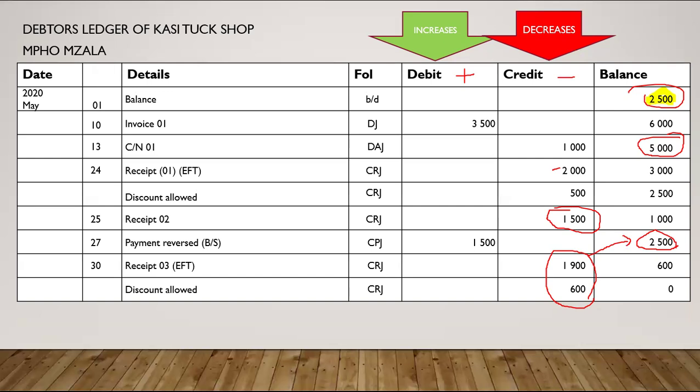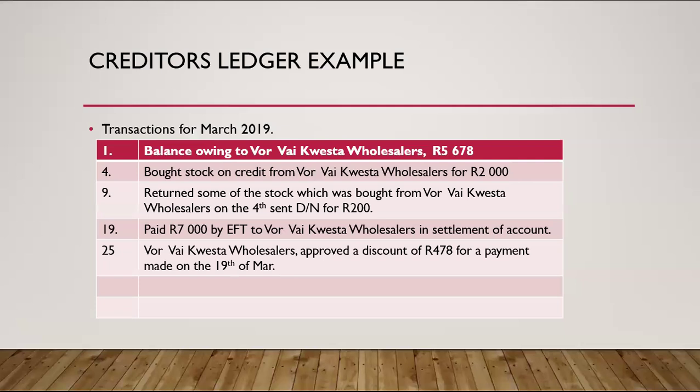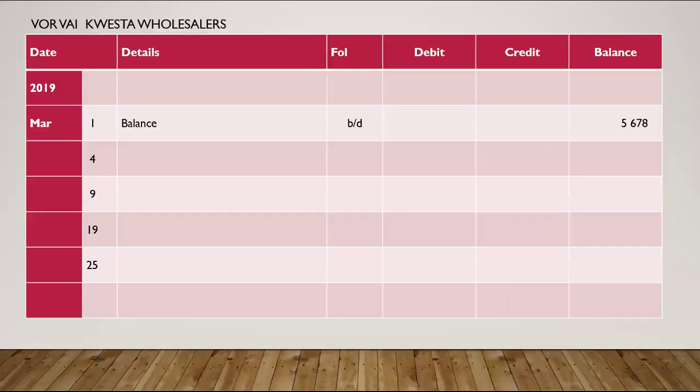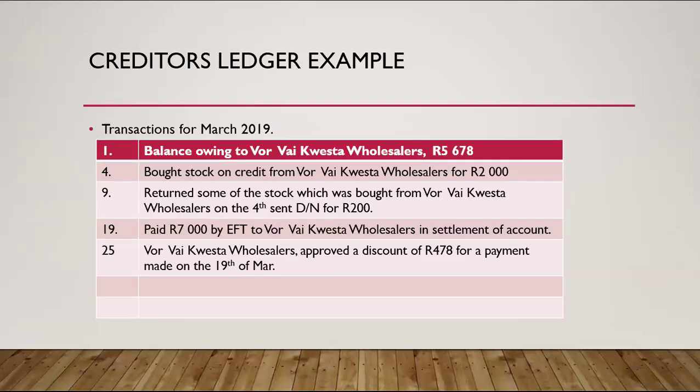Now, I want to compare this to a creditor's ledger. Debtor's ledger and a creditor's ledger are pretty much similar. But when you are dealing with the creditor's ledger, you need to remember everything swaps around. In the creditor's ledger, the debit is a minus and the credit is a plus. They already gave you the balance at the beginning of the year. Let me just read the information. So these are transactions for March 2019.